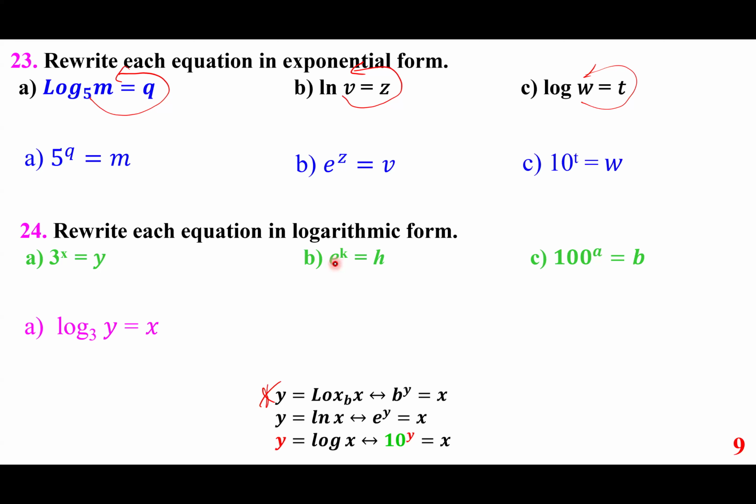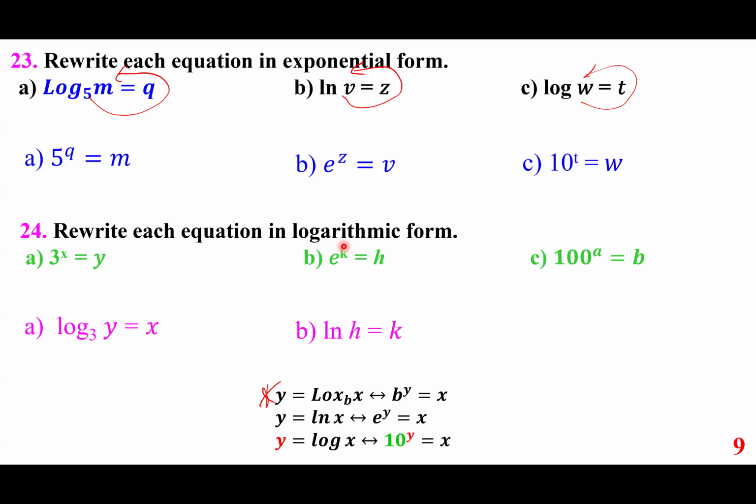The base is e. So log becomes ln, back and forth here. ln of the result, ln of h, must be the exponent k.